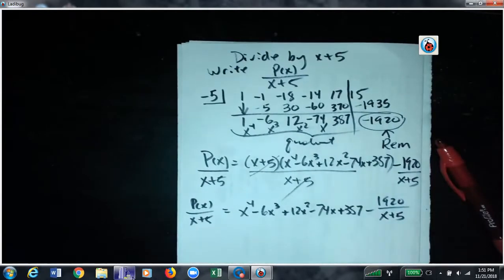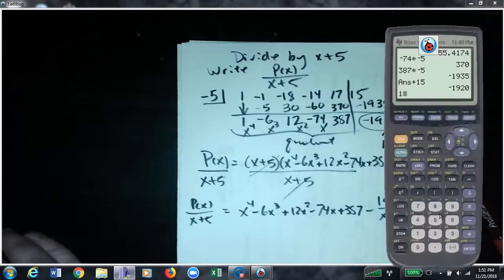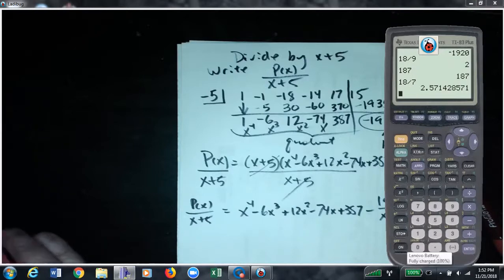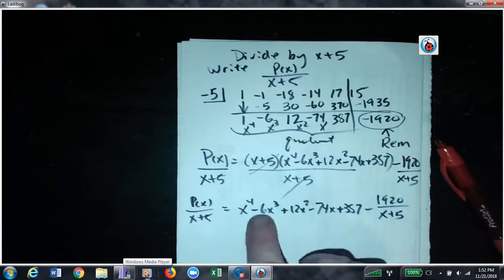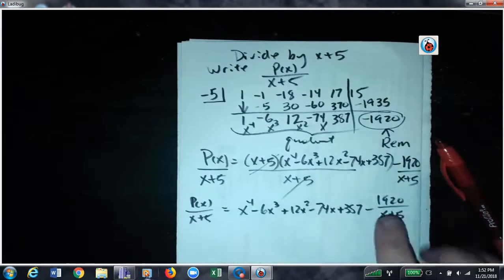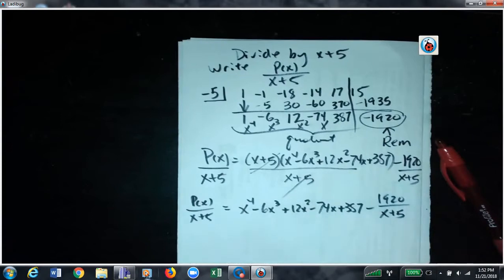Okay, that's like dividing a number. So 9 is a factor of 18 because if I divide 18 by 9, I get a whole number. 7 is not a factor of 18 because if I divide 18 by 7, I do not get a whole number. Okay, so we have a similar type of thing going on with polynomials. p of x divided by x plus 5, I don't get an integer polynomial there. I get a fraction stuck on, so it's not a factor.